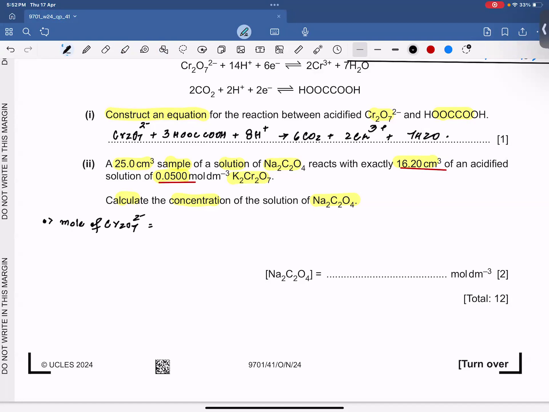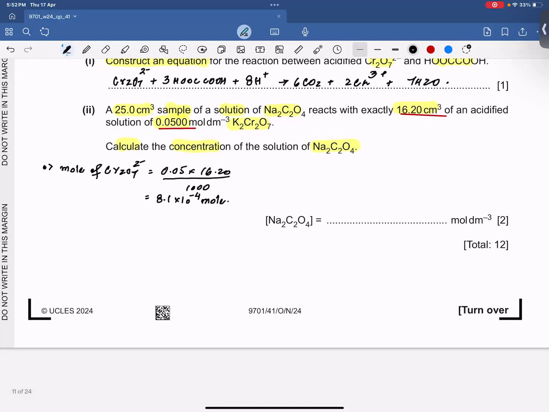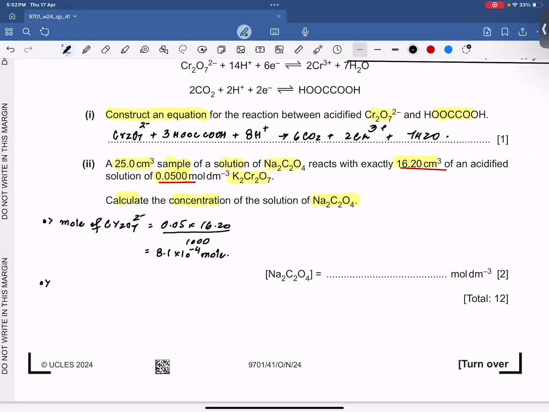Moles of Cr2O7 2 negative: 0.05 into 16.20 divided by 1000. So I'll get how much? Let me calculate. 0.05 into 16.2 divided by 1000. So it's going to be 8.1 into 10 to the power minus 4 mole. Okay.